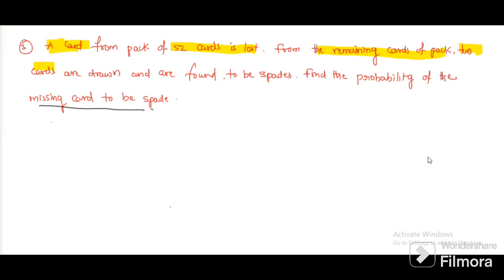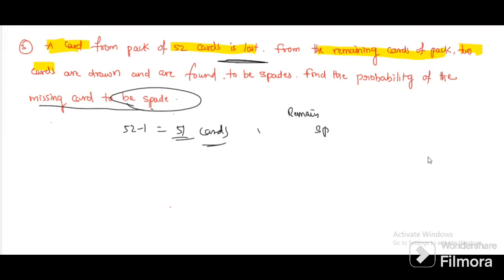So let's think, if the missing card is a spade, the remaining cards are 52 minus 1, so 51 cards are left because we lost one card, that is a spade. Means in the remaining cards, spades are 12, clubs are 13, hearts are 13, diamonds are 13.